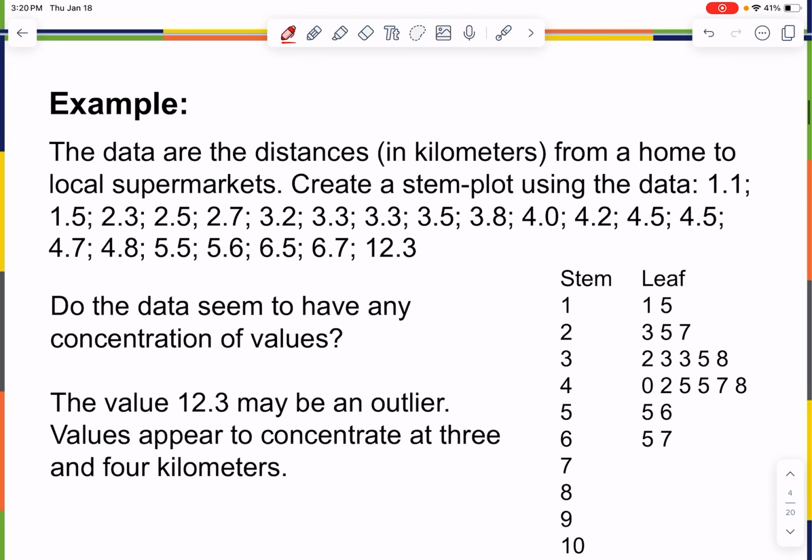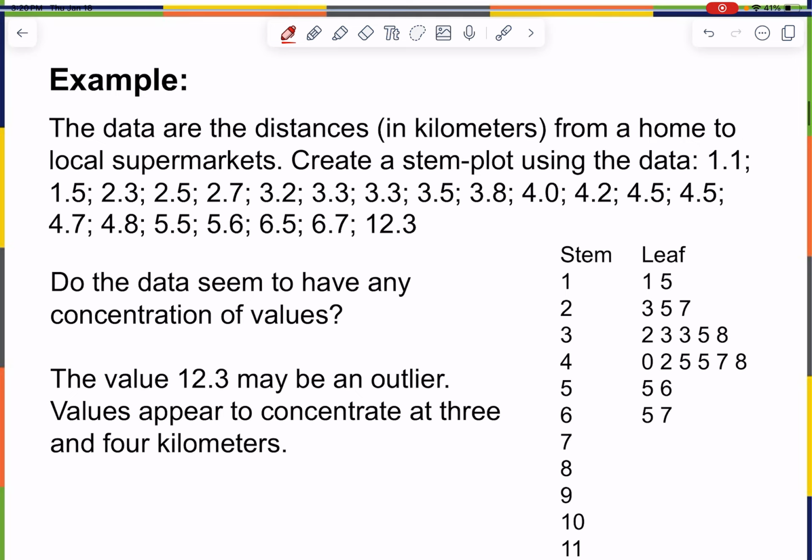Okay, here's an example. The data are the distances in kilometers from a home to the local supermarket. So there's a lot of supermarkets. Create a stem and leaf plot for the data. All right, so this data is already arranged in order, and so that's good. So we've got here's 1, and then 0.1. That one shows up there, and this 1.5 is represented by that leaf, 2.3 is represented by the 3 there.